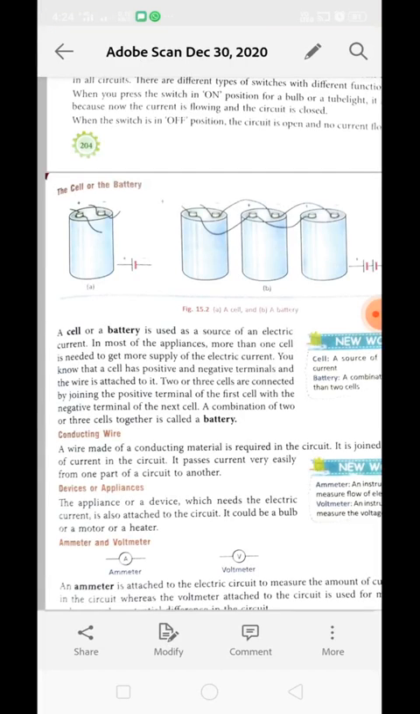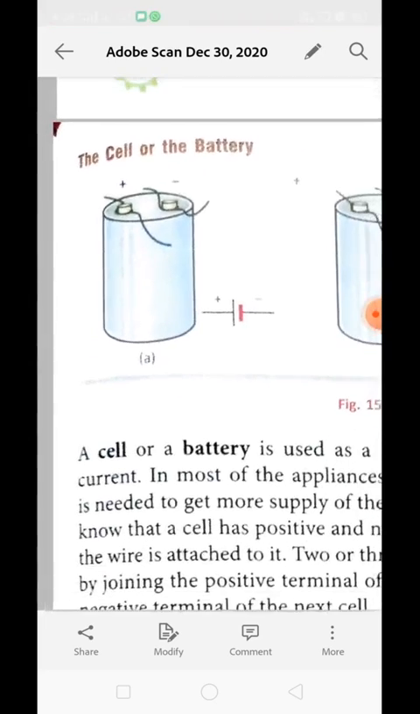In most of the appliances, one or more cells are needed to get the electric current. You know that a cell has a positive and a negative terminal, which we have learned in the last class as well. The wire is attached to it. See, the wire is attached to both the positive and negative terminals.